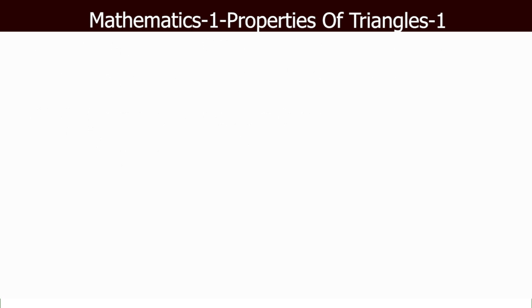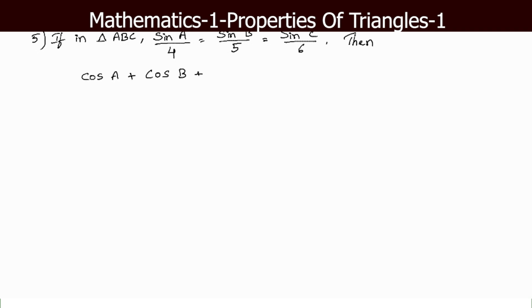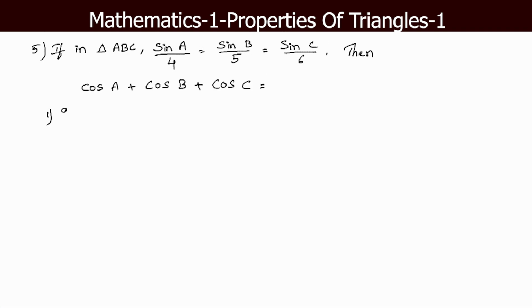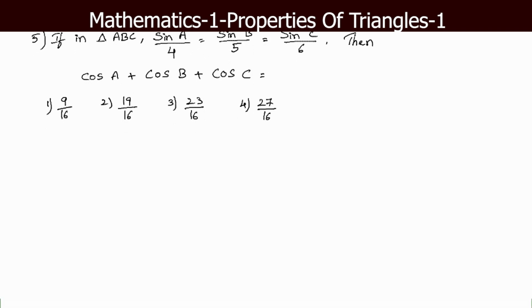Next, problem 5. If in triangle ABC, sin A by 4 is equal to sin B by 5 is equal to sin C by 6, then cos A plus cos B plus cos C is: 1. 9 by 16, 2. 19 by 16, 3. 23 by 16, 4. 27 by 16. And again we use cos A plus cos B plus cos C.